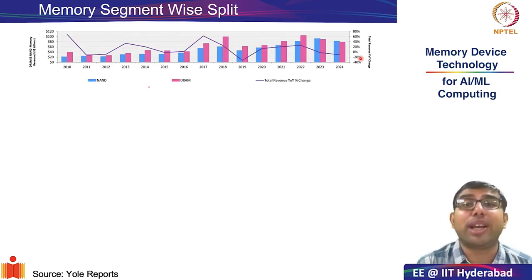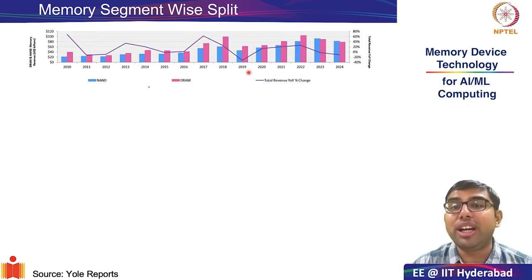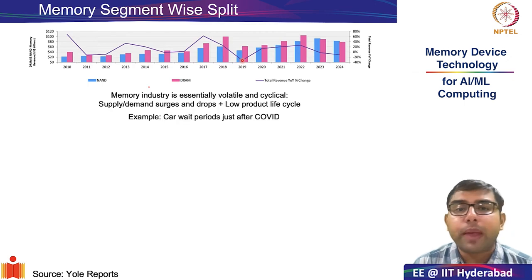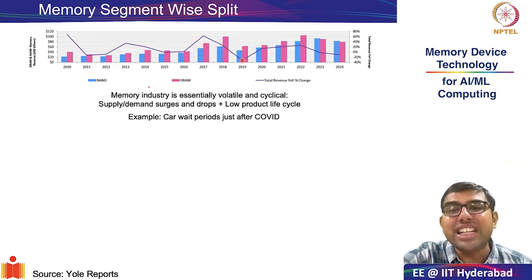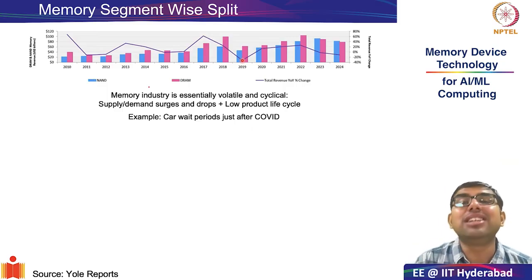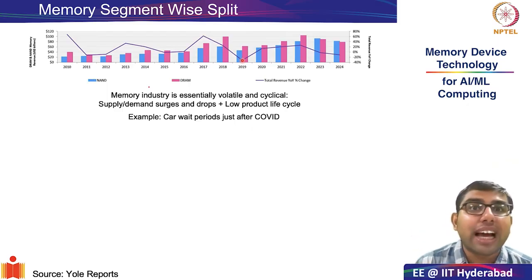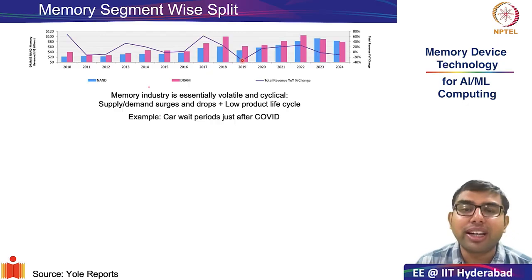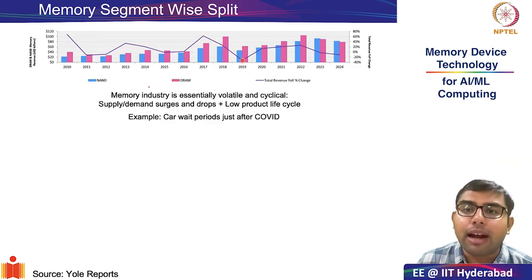And that is what I was trying to explain in the previous slide, that it's a very competitive and a high risk business. Sometimes you can make a lot of money, like you see in 2017, but also you can lose a lot of money. The reason for that is that this memory market is essentially very volatile and it is cyclical. Volatile means there are a lot of changes. Those who look at the stock market will understand the meaning of volatile, that there are sudden changes in the price. Price movement is very high. And also it is cyclical.